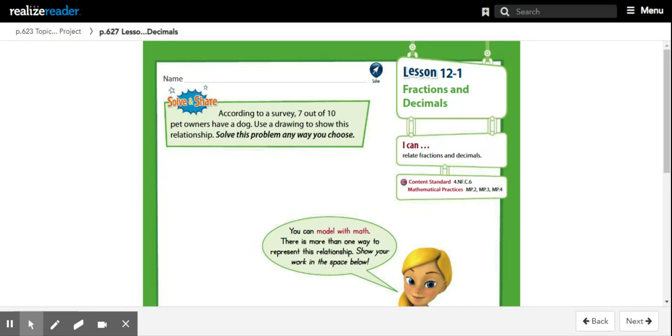I'm going to give you just a minute to figure this out, and then I'll work it out with you. Try it on your own. One more minute to see what you come up with.